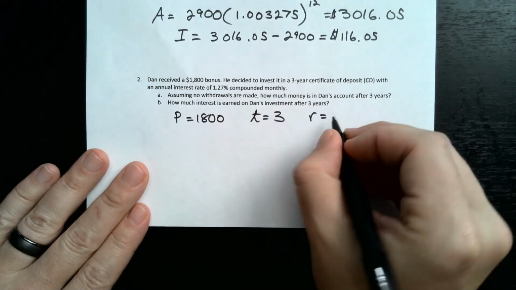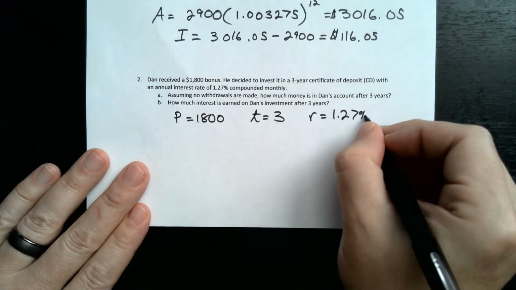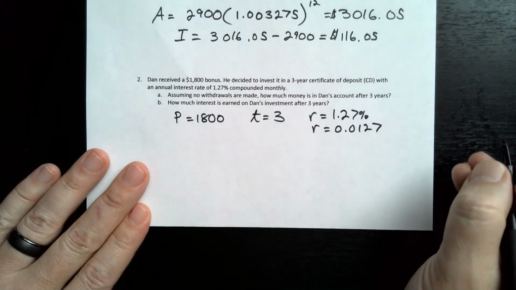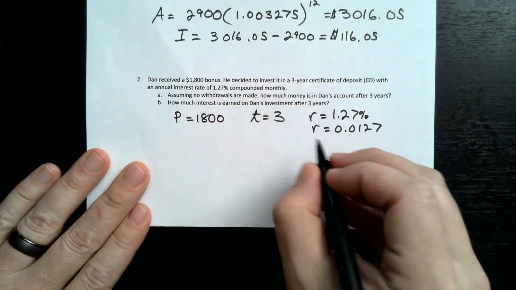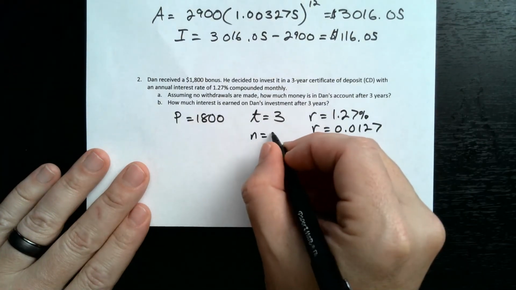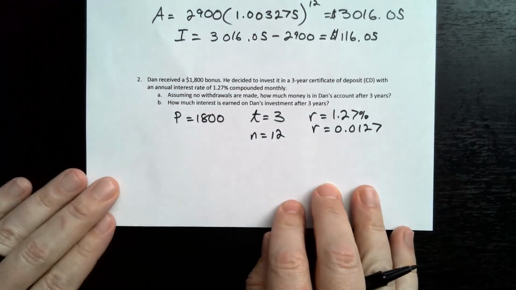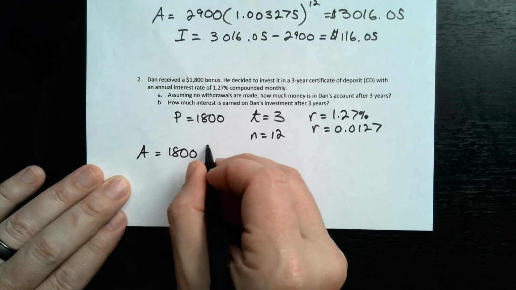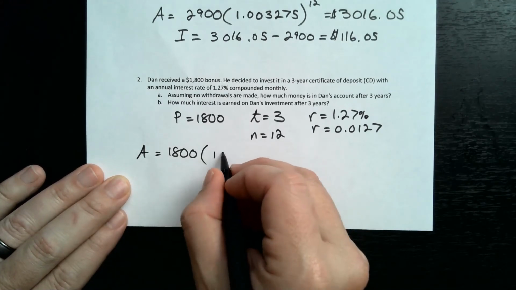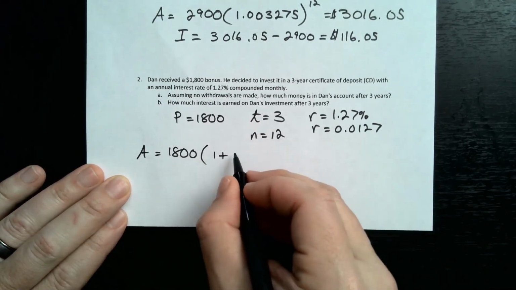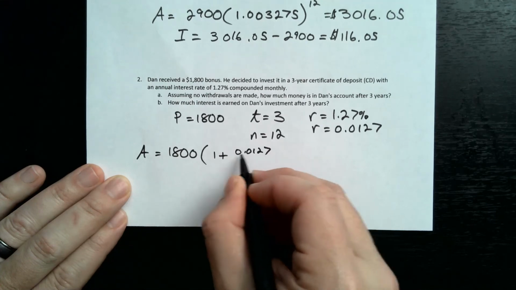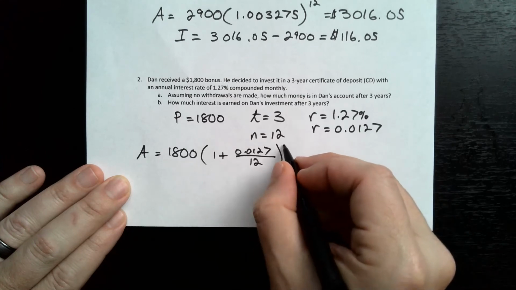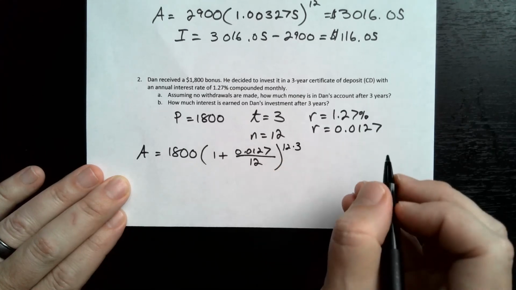Rate is the 1.27%, but we'll write it as a decimal, 0.0127. And it's compounded monthly. So there's 12 months in a year, so it's compounded 12 times in 1 year. Okay, so A is equal to 1,800 times 1 plus R as a decimal, 0.0127, divided by 12, to the 12 times 3 power.